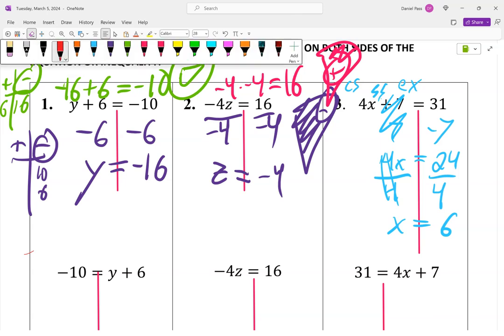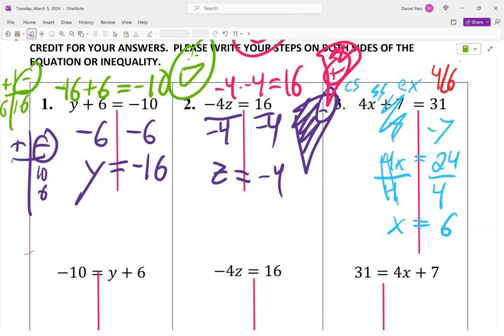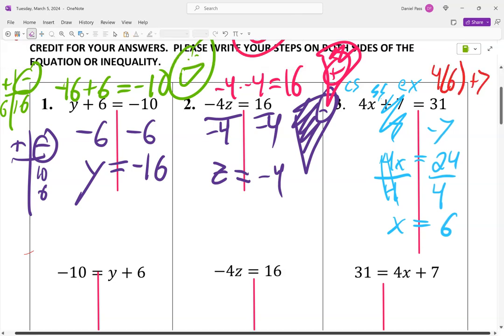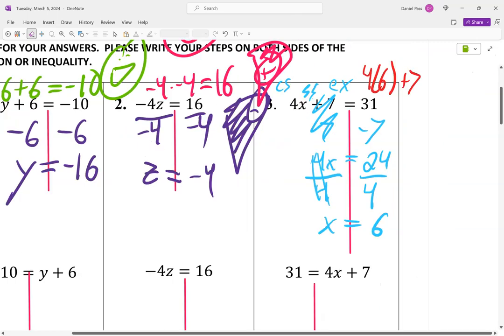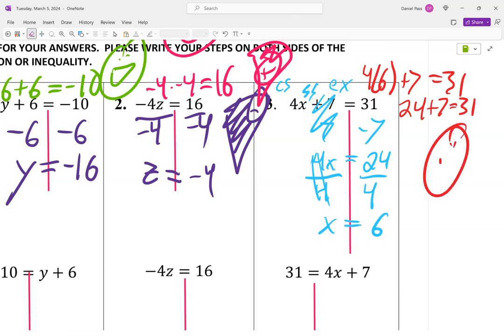Does 4 times 6, 4x, right, plus 7, does that equal 31? I don't know. Does it? It does. Yes, because 24 plus 7 equals 31. Happy face.